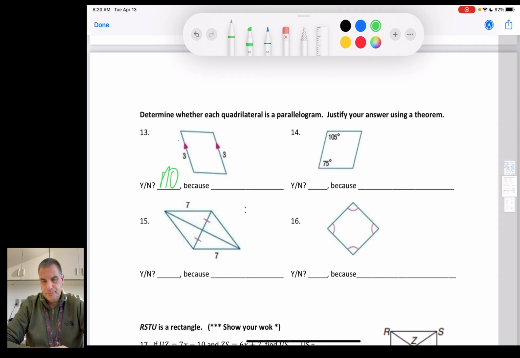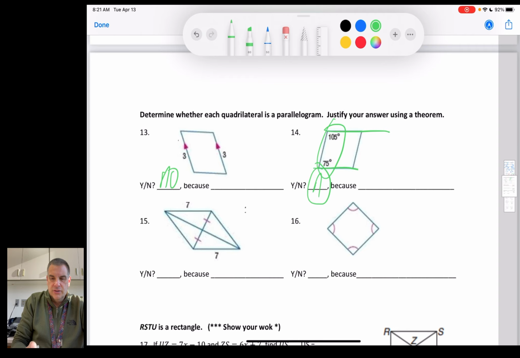Next one. You got these two angles are supplementary. With those two angles being supplementary, does that make it a parallelogram? Nope, not necessarily. Who knows what's happening on that other side? More than likely, those two are going to be parallel now because they are supplementary. But I could have something that looked like that.